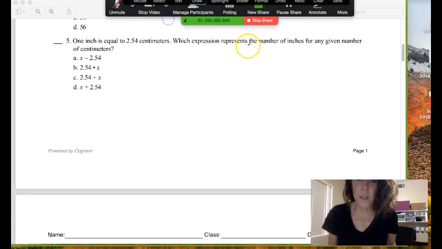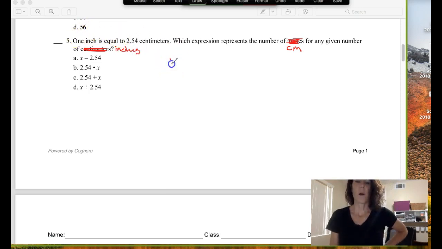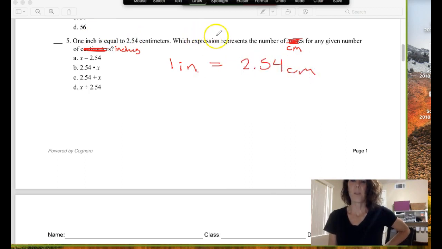All right, this next one I just read through and realized this should be the number of centimeters for any given number of inches. So let's read this. If 1 inch equals, according to the solution they give, this is what it should be, if 1 inch equals 2.54 centimeters, which expression represents the number of centimeters? So we want to know the number of centimeters for any given number of inches.